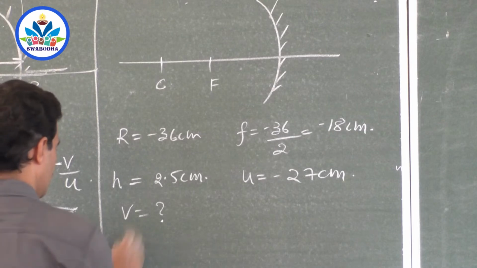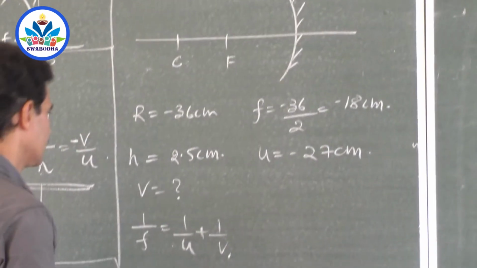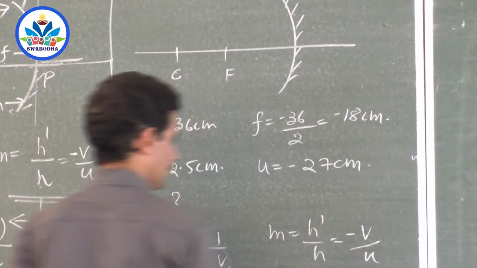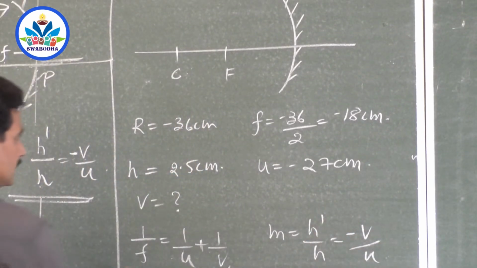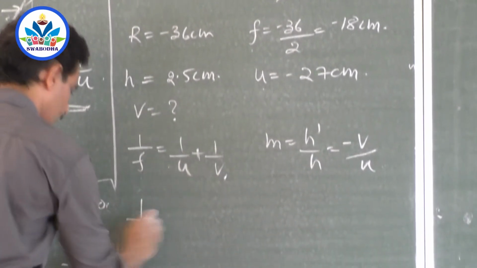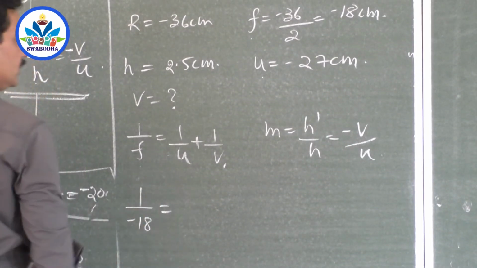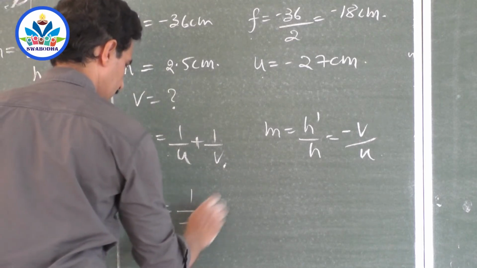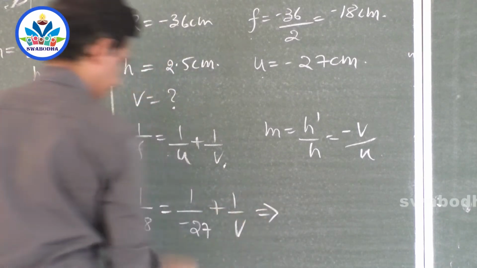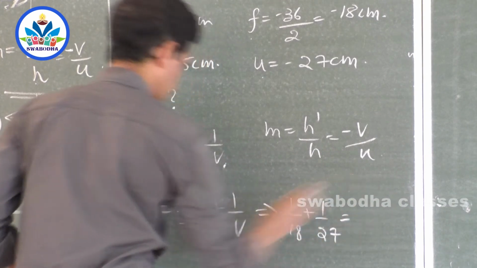That is the question. So 1 by f is equal to 1 by u plus 1 by v. That is our formula, and m is equal to h dash by h is equal to minus v by u. So we will substitute. I think we can use this formula directly. Focal length is known, object distance is known, image distance has to be found out. 1 by f, focal length minus 18, is equal to 1 by u, 1 by minus 27, plus 1 by v. 1 by v is to be found out. That implies, bringing this here, 1 by minus 18 plus 1 by 27 is equal to 1 by v.